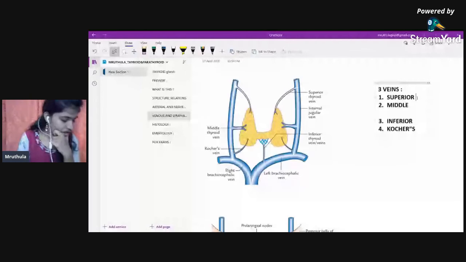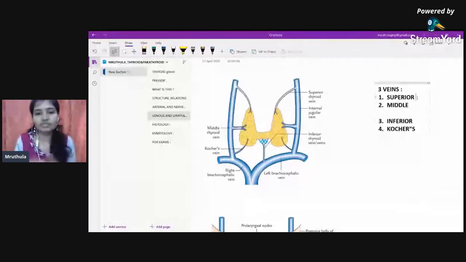Okay, which artery is usually ligated? Actually, when we are performing thyroidectomy, after completing this venous and the lymphatic drainage, I'll elaborate about the thyroidectomy. By the time I'll tell you. Wait, so first we'll do these veins. Okay, so we have superior thyroid, middle thyroid vein, inferior thyroid vein and Kocher's vein. So what we need to know is, how is it draining? So first look here in the diagram.